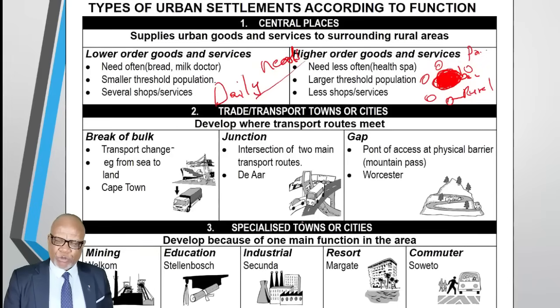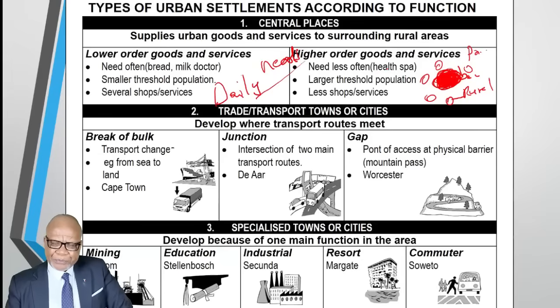Then you have high order goods and services. You don't buy them regularly. They are specialized goods. Usually you travel a longer distance for them, because they are more specialized.